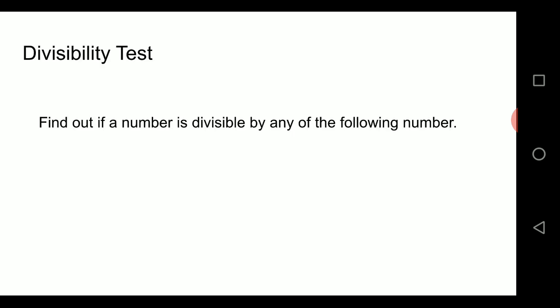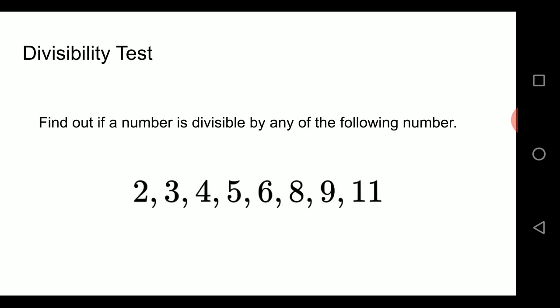Basically, the divisibility test is to find out if a number is divisible by any of the following numbers. Some of them are prime numbers, and the rest of them are smaller numbers. If we can find out if a number is divisible by these numbers, you can arrive at the solution very quickly. So how can we tell that a number is divisible by any of these? What are the patterns? That is the subject of this video.